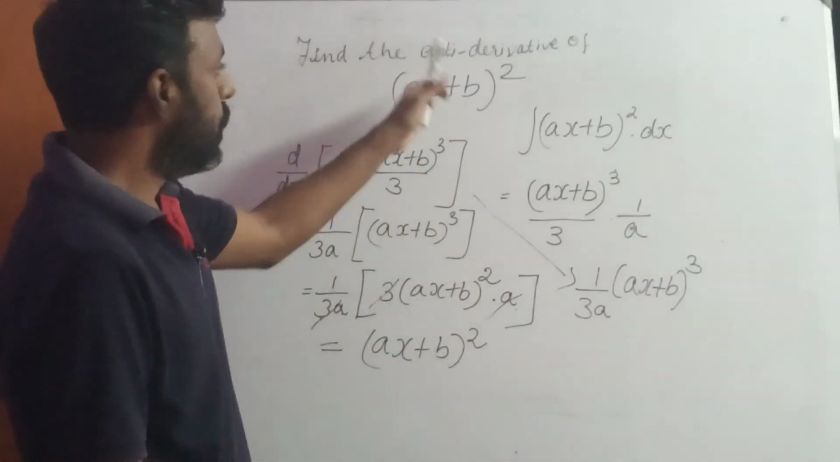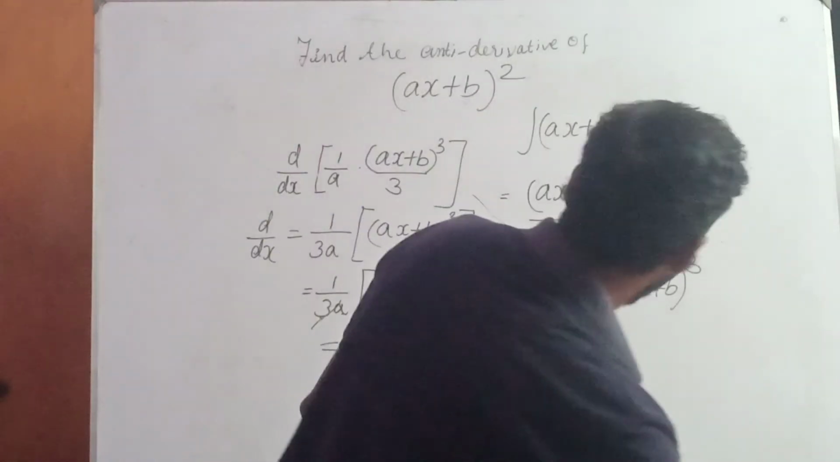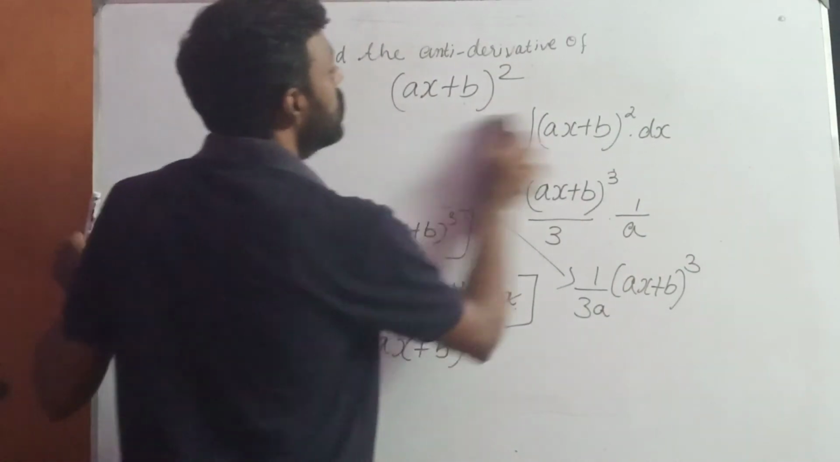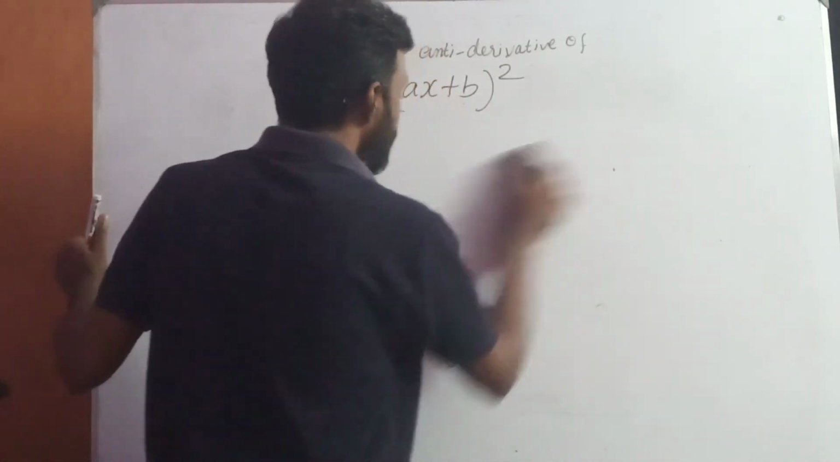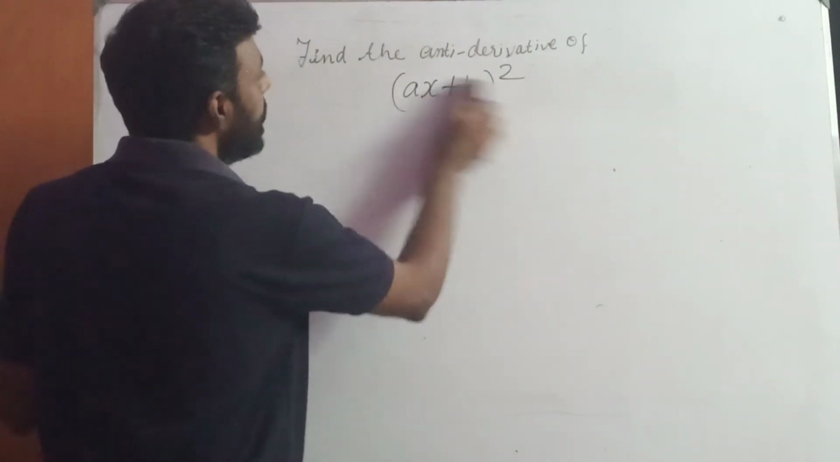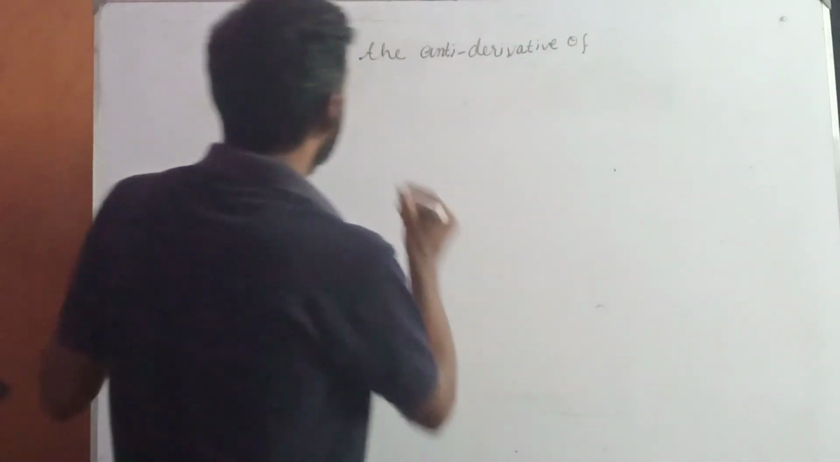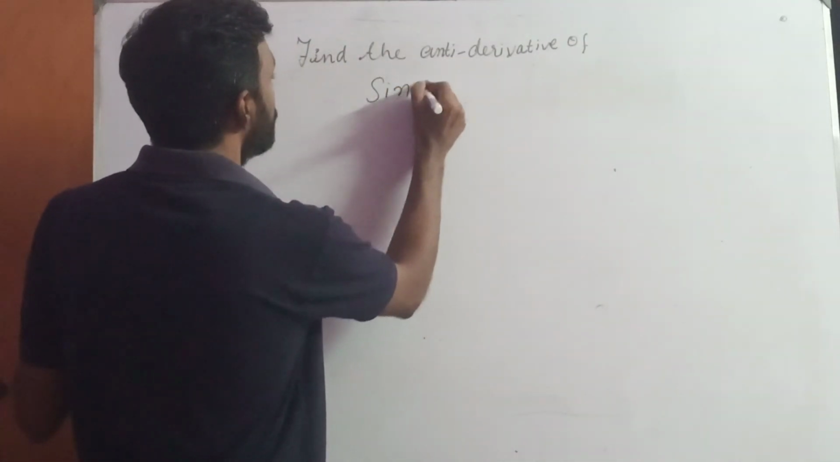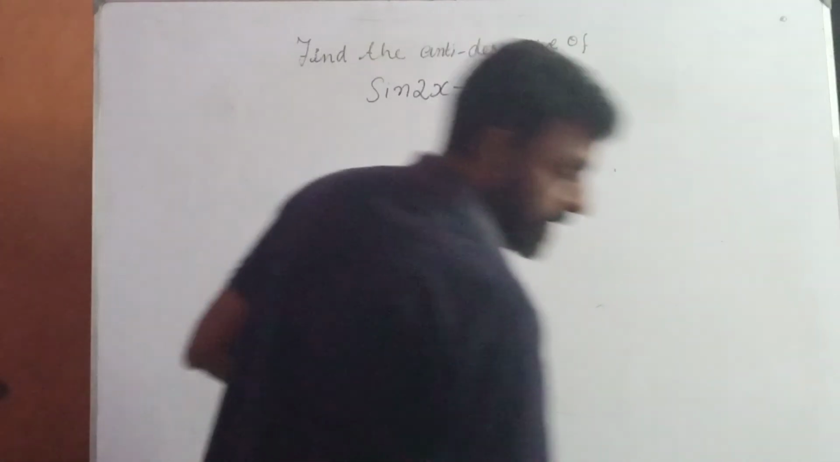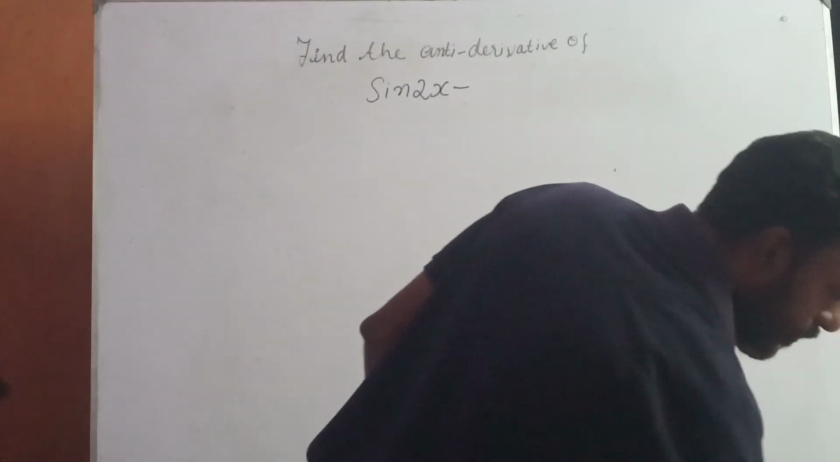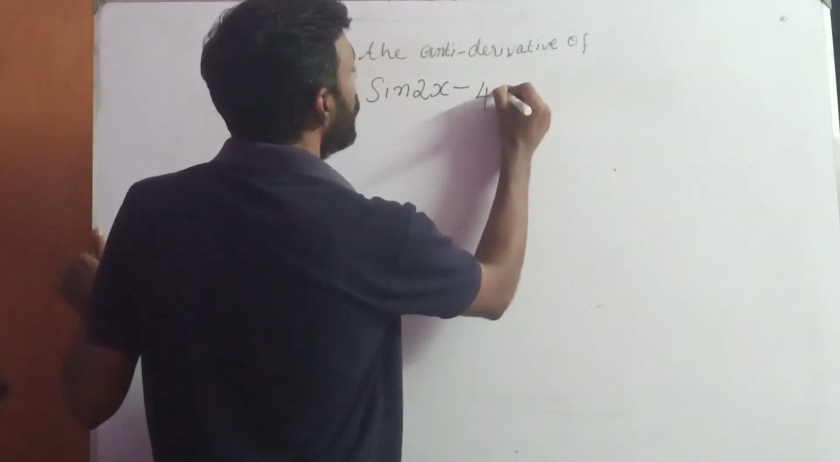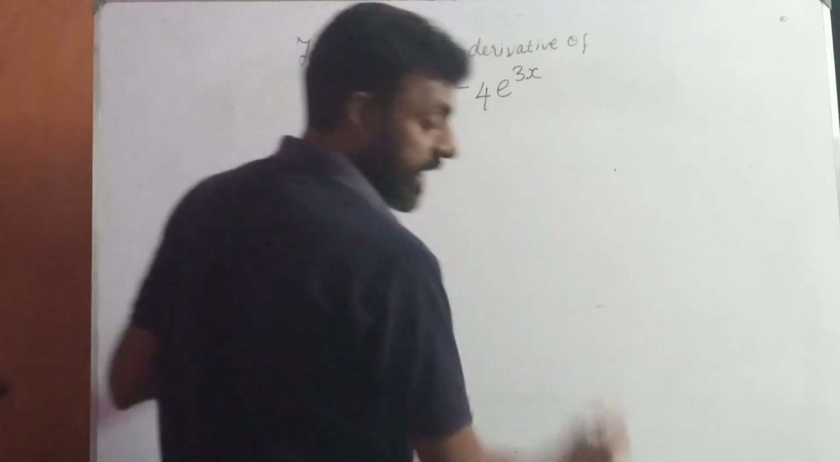Right. Now we'll do an antiderivative for another trigonometric function. I'll rub it. They can also ask you a question like this. Find the antiderivative of sine 2x minus 4 into e to the power 3x.